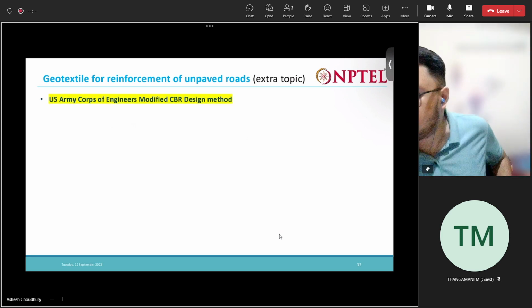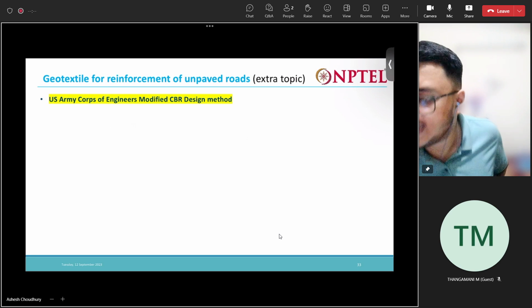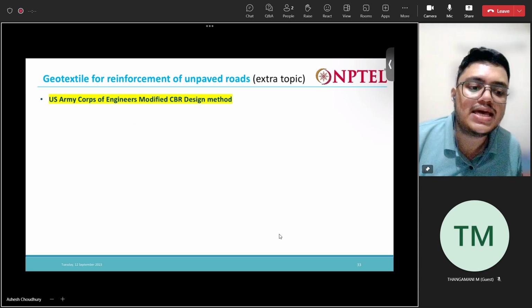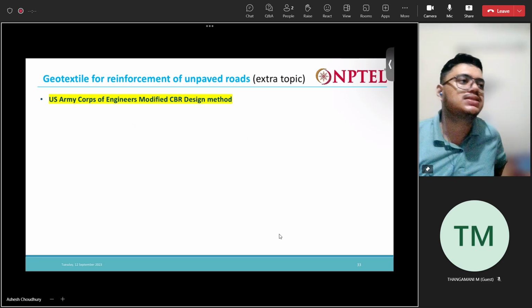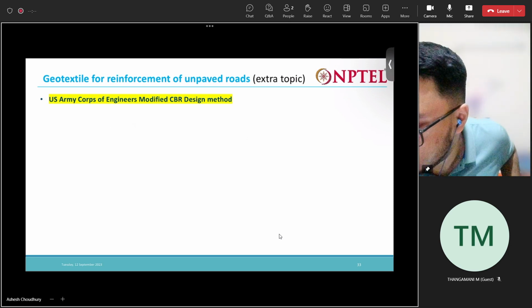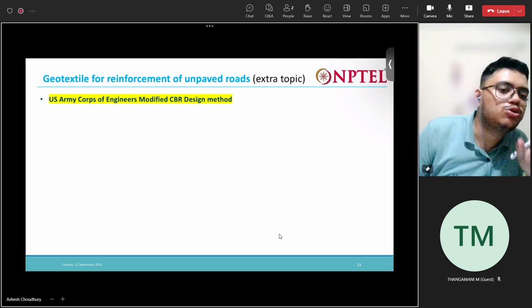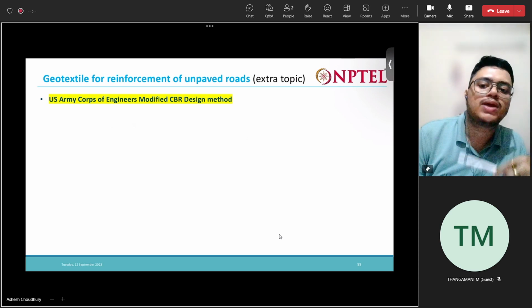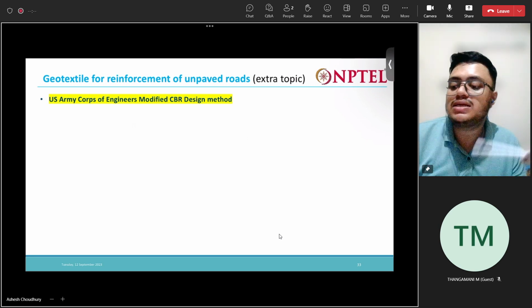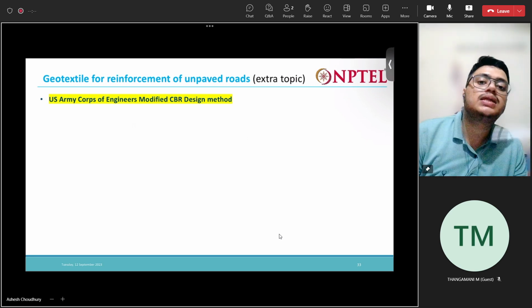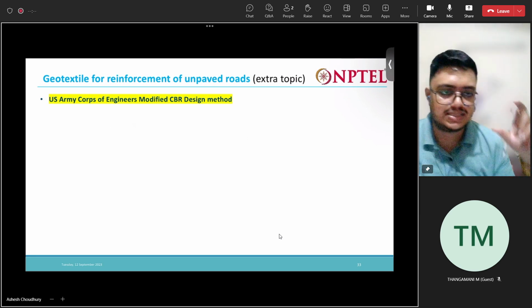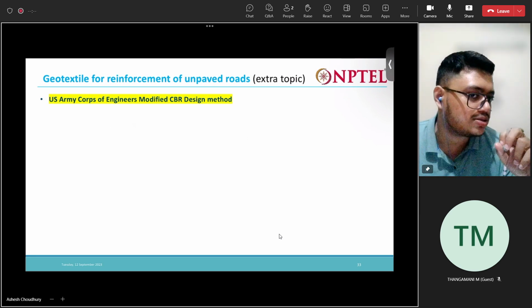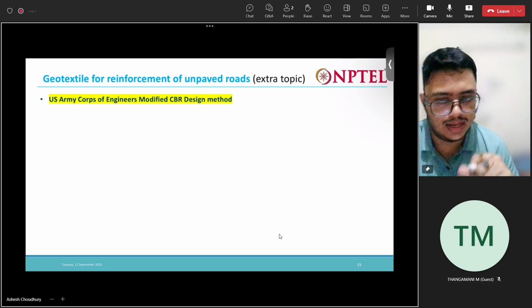Now there is another expression that is given by the US Army Corps of Engineers. Okay, they use the modified CBR method. Modified CBR method means if you are doing some laboratory tests and you know the ratio of increment of CBR of your soil when you are using reinforcement, using that you can decide the thickness of these aggregates.